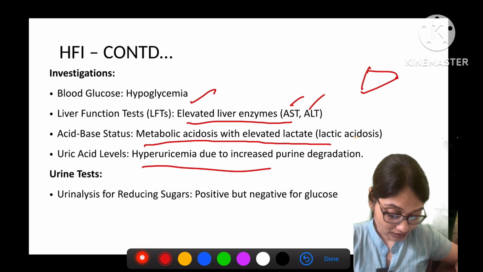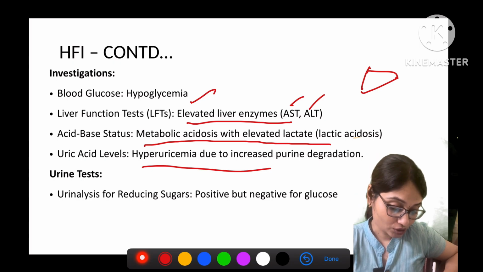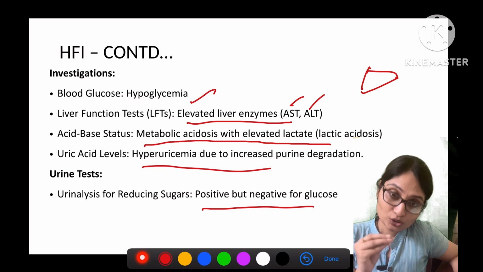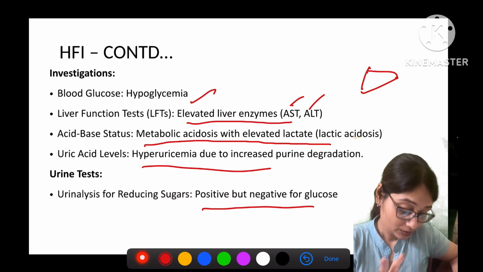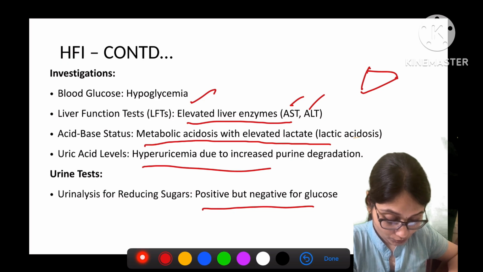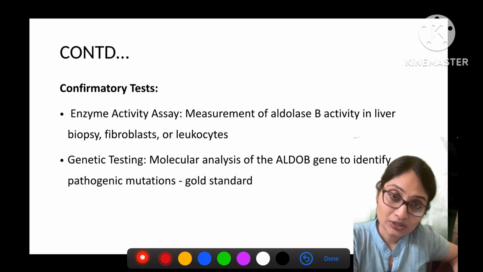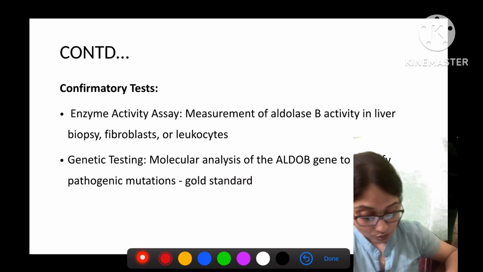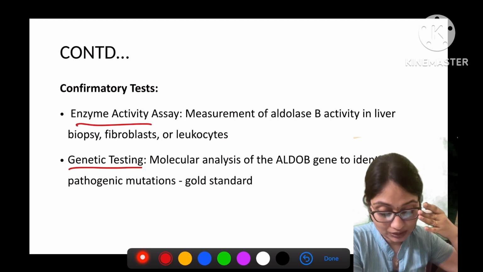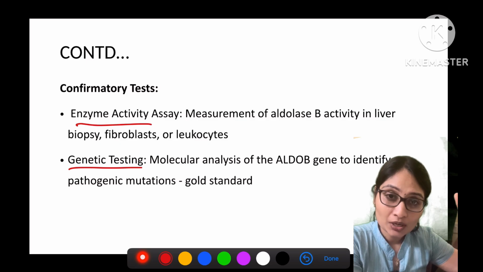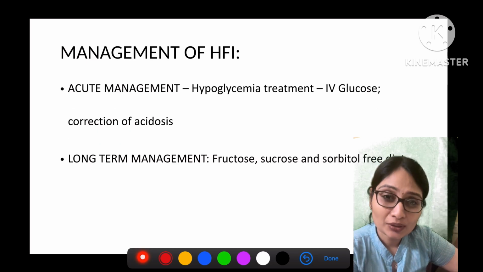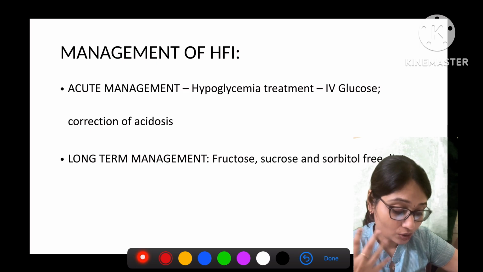Okay, so next is the urine test. Urine analysis for reducing sugars will be positive, but it is negative for glucose, because fructose is also a reducing sugar, but it's not glucose. Okay, so that is it. Moving ahead, the confirmatory test, of course, is enzyme activity and genetic testing. For any inborn error of metabolism, the confirmatory test would be either enzyme activity or genetic testing.